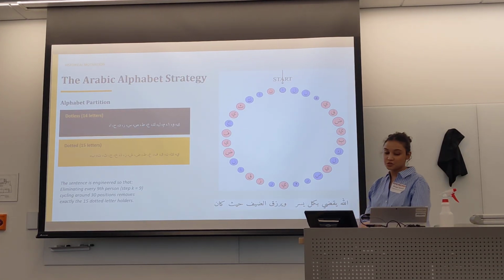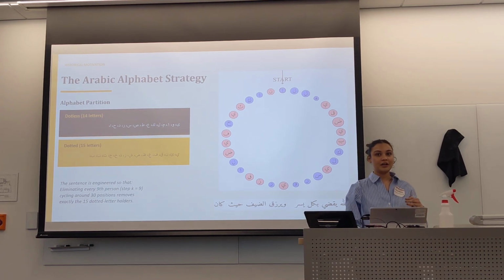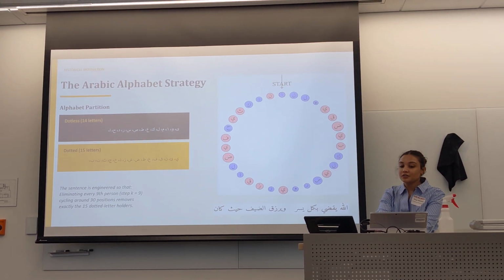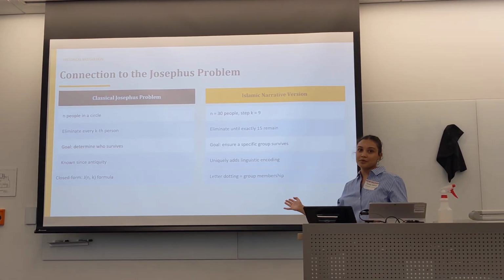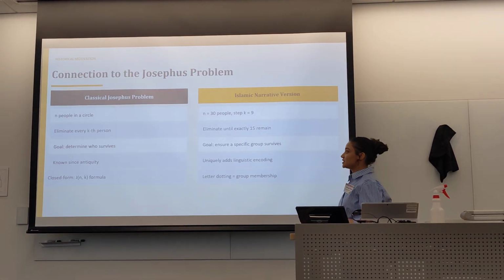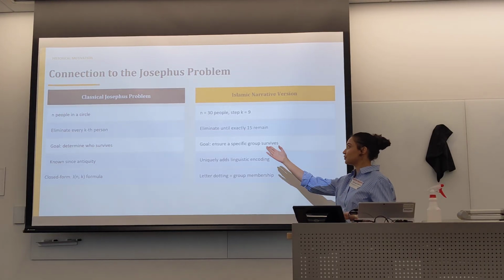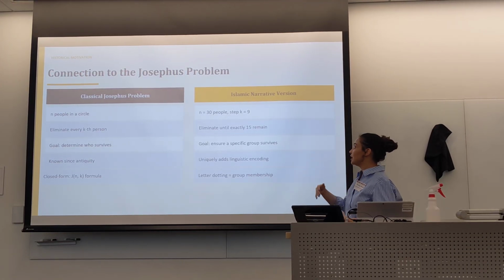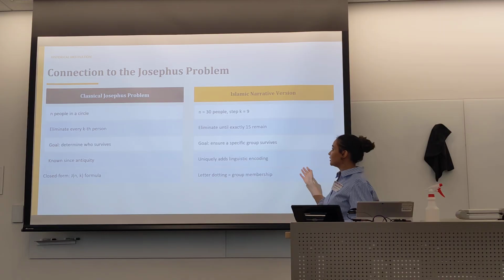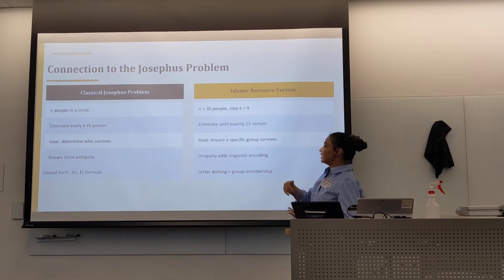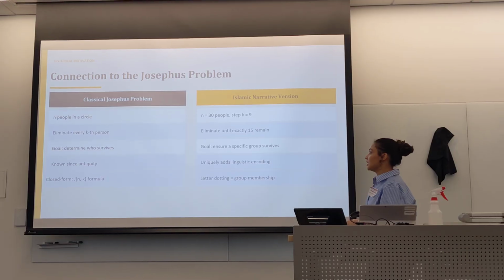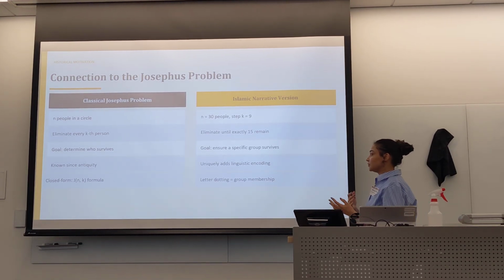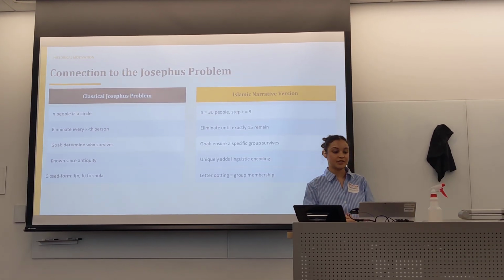So this is interesting, it's cool. So how did they do it? We noticed that this has a lot of similarities to the Josephus problem. We have n people in a circle, here we have 30, and we're using a step size of 9, where we eliminate every k-th person. We're trying to eliminate 15 here. So it's a little bit different, but in a way it's the same.